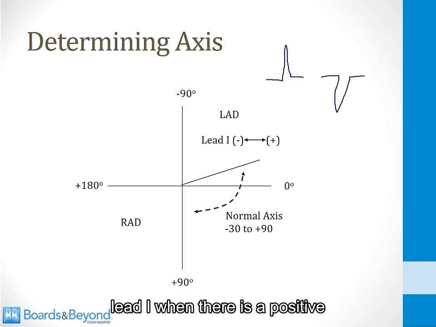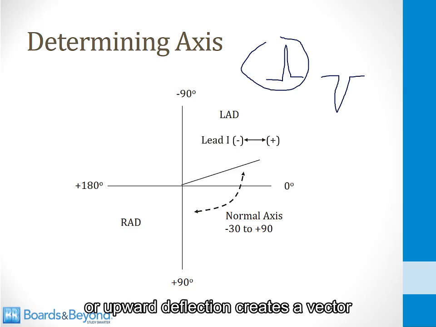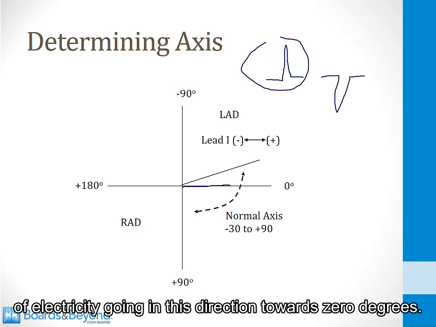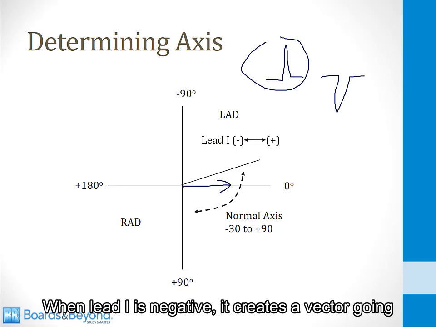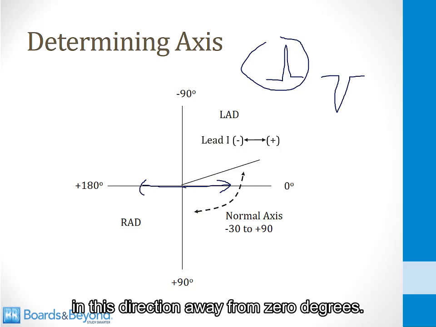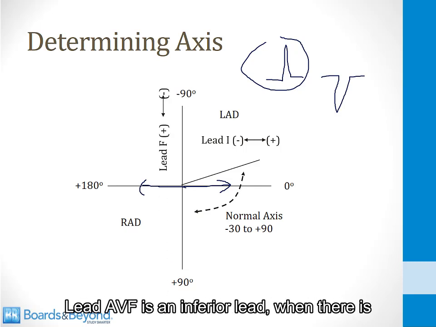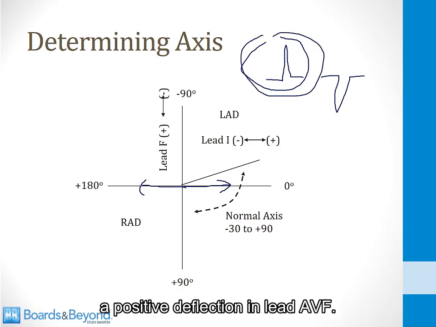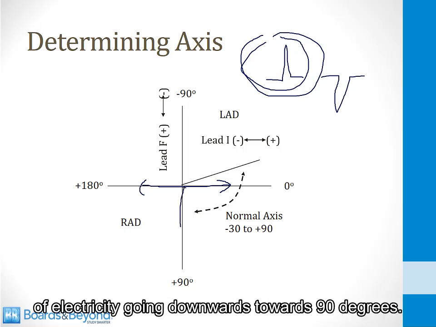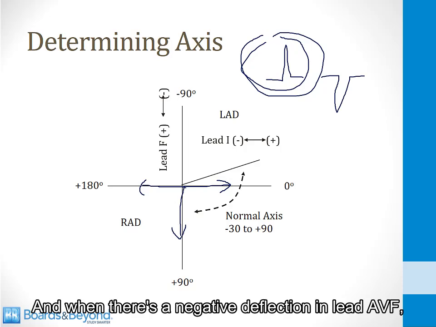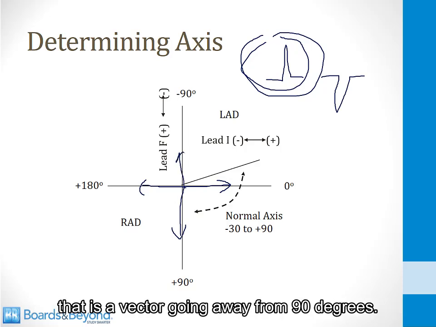Lead 1, when there is a positive or upward deflection, creates a vector of electricity going in this direction towards 0 degrees. When lead 1 is negative, it creates a vector going in this direction away from 0 degrees. The next lead we'll look at is lead AVF. Lead AVF is an inferior lead. When there is a positive deflection in lead AVF, that is a vector of electricity going downwards towards 90 degrees. And when there's a negative deflection in lead AVF, that is a vector going away from 90 degrees.